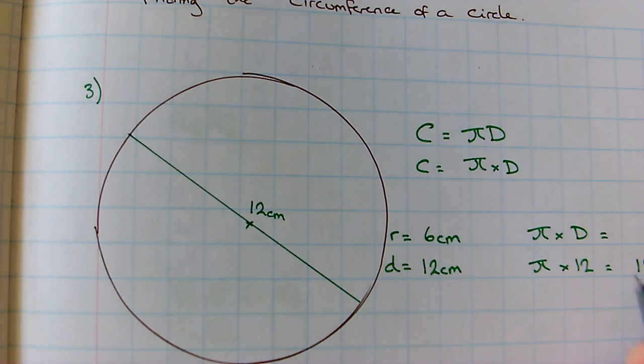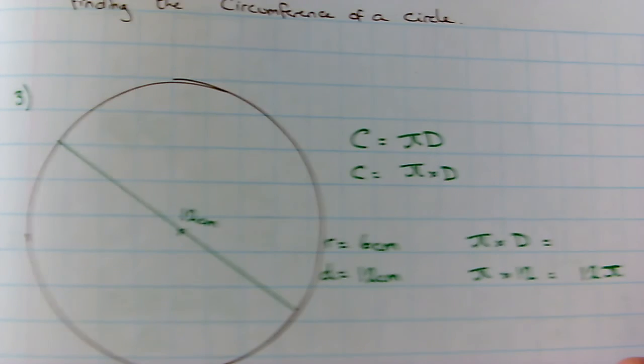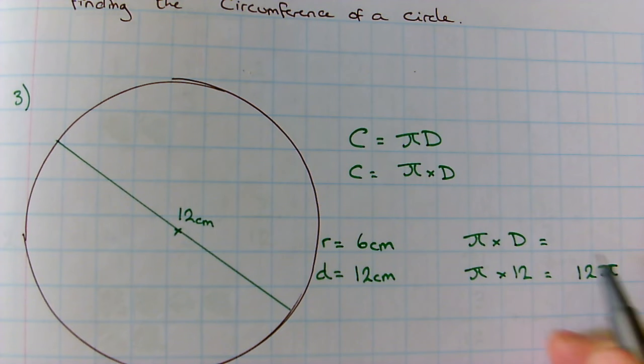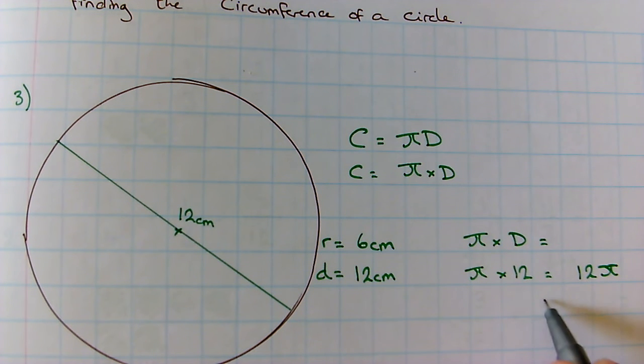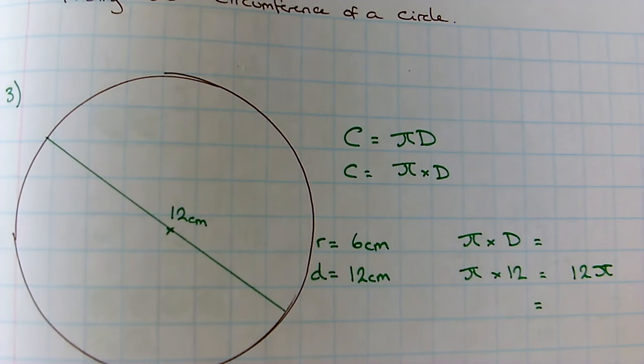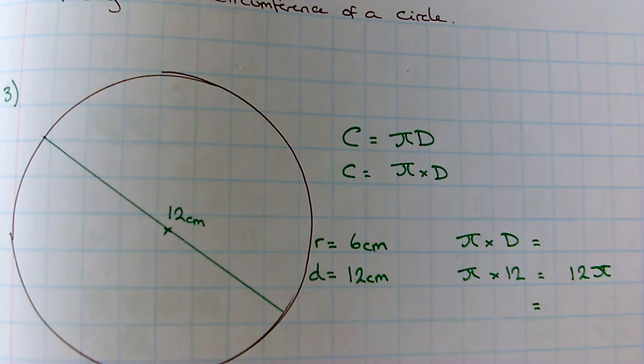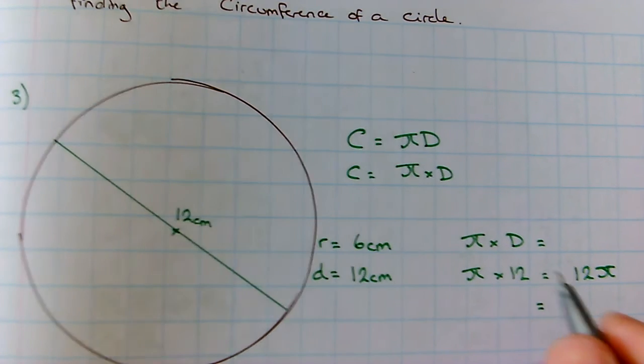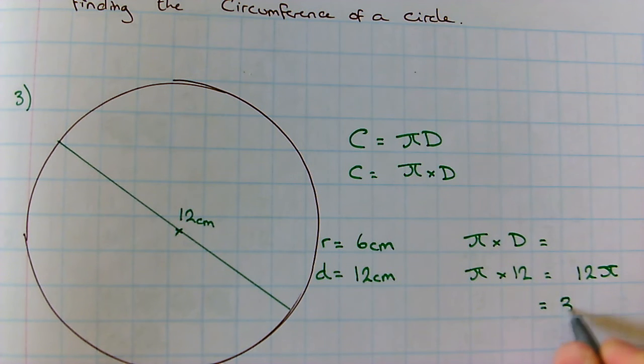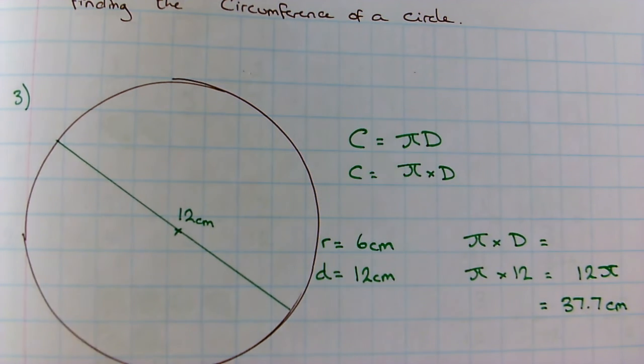Okay. If the question says leave your answer in terms of pi, that is how you're going to leave it. If it doesn't say that, then you need to press the SD button on your calculator to get an answer. And in this case we're going to have 37.7 centimetres to one decimal place.